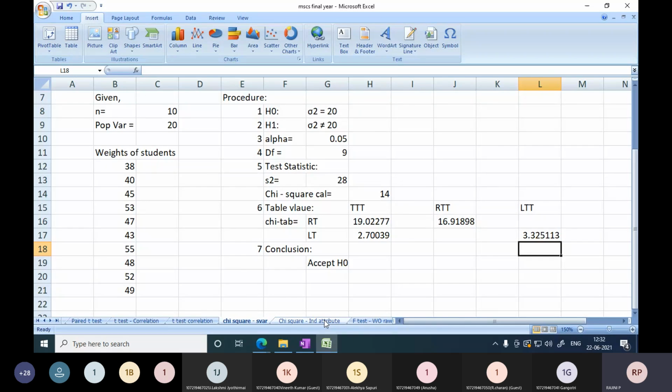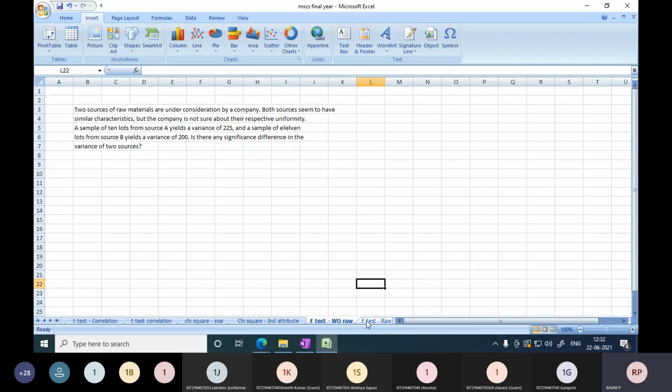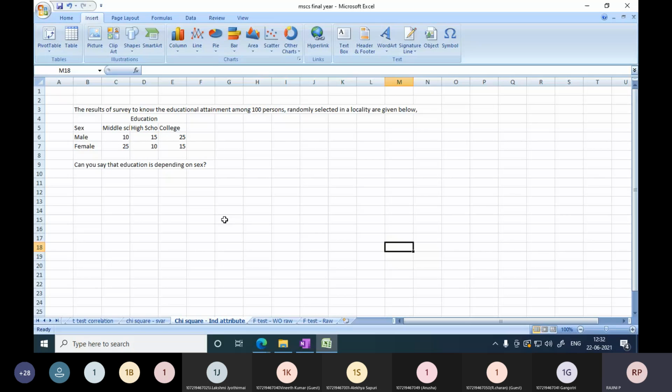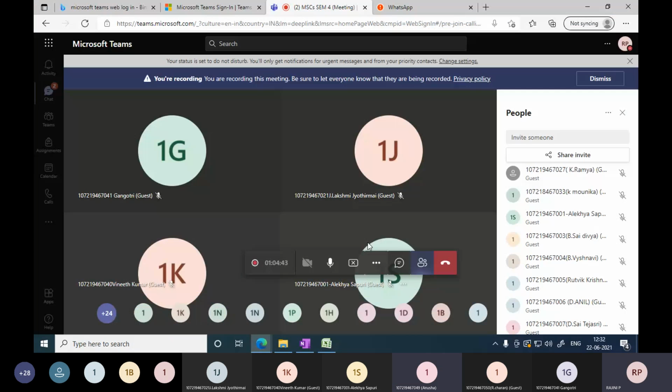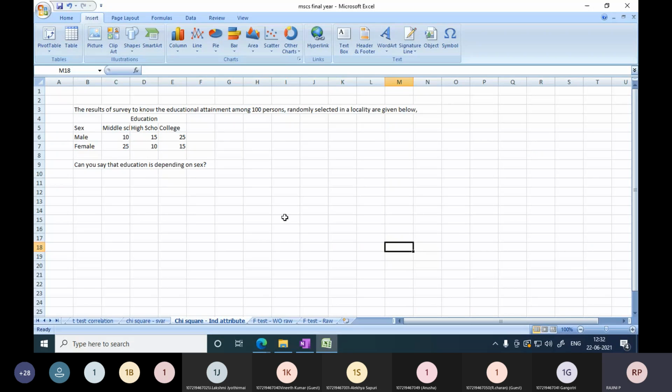In the next class, I'll explain the chi-square test for independence of attribute, and for the variance test, F test with raw data, without raw data. That's it. Very simple. These three don't take much; I guess in 10 to 15 minutes we can finish it off. So please join the class, and in 10 minutes we'll finish this and stop the class. Please practice this sheet, whatever I'm doing in this sheet I'll be sharing with you, and please practice this.